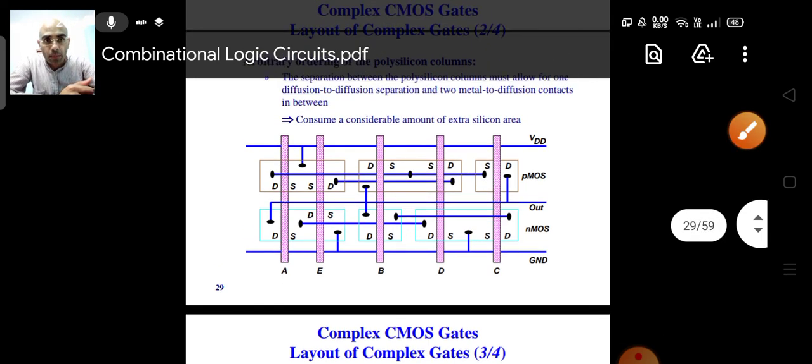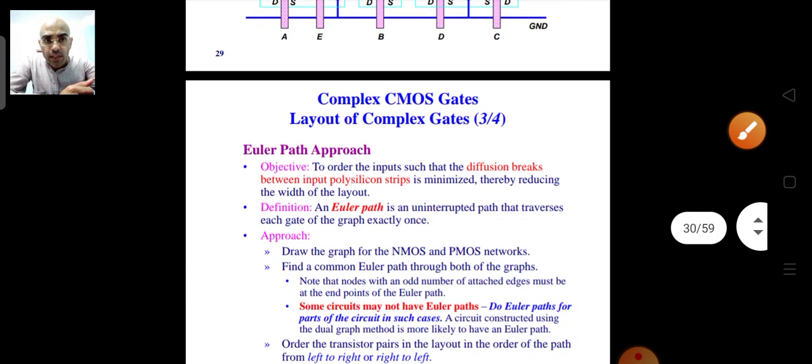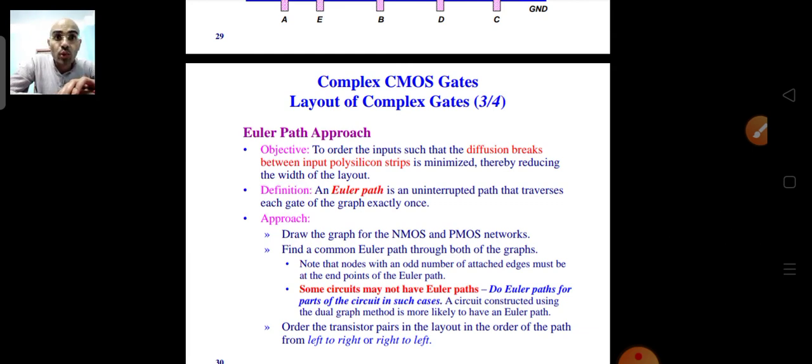To get the optimized stick diagram, we first have to make the Euler's path. Euler's path is nothing but a common path between the pull-up network and the pull-down network. So that common path is basically called the Euler's path. But how to get that common path, and what is an Euler path basically? The Euler path is nothing but an uninterrupted path that traverses each transistor exactly once.